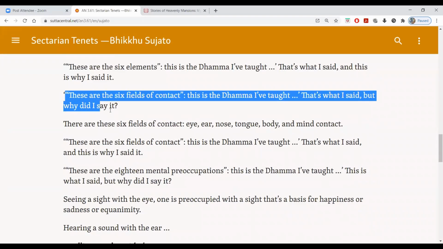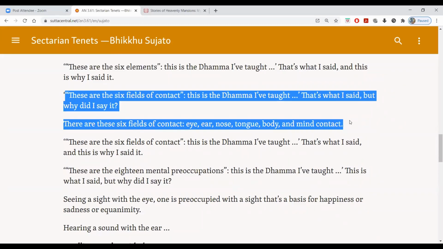And then Buddha teaches about the 6 fields of contact. There are these 6 fields of contact. Eye contact, ear contact, nose contact, tongue contact, body contact, and mind contact, right?